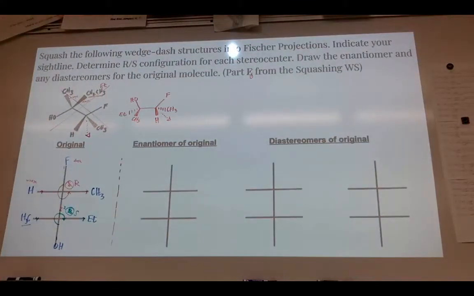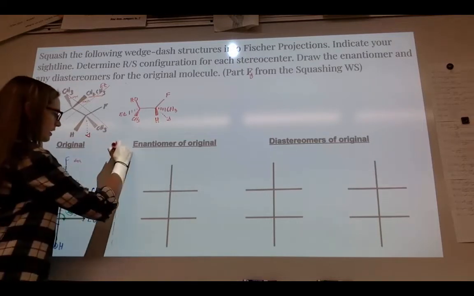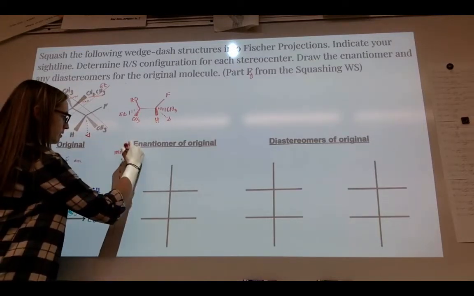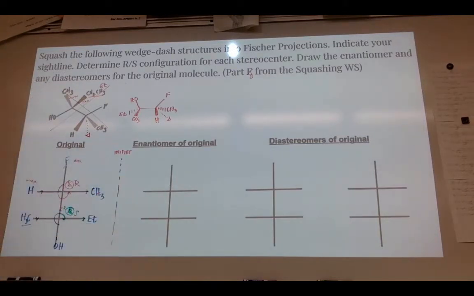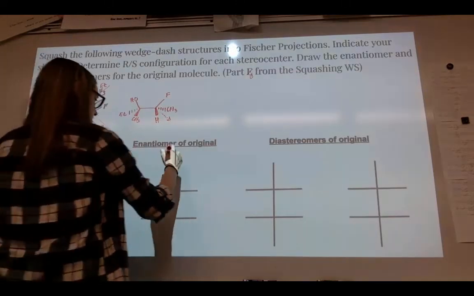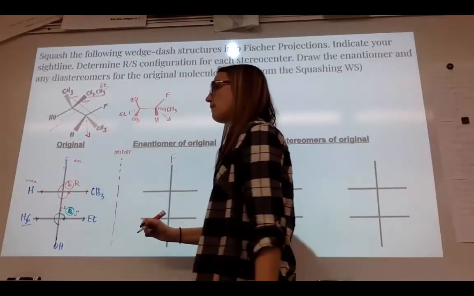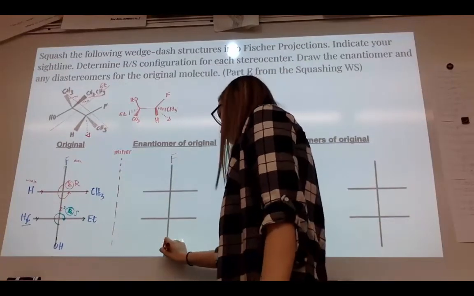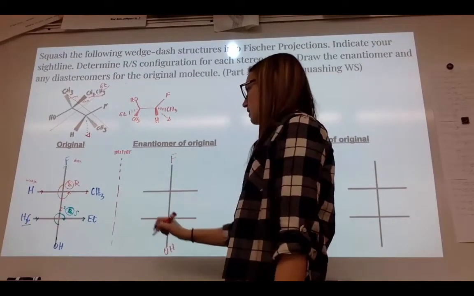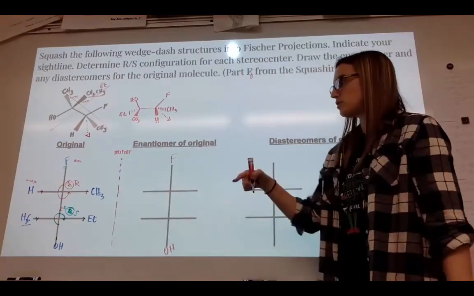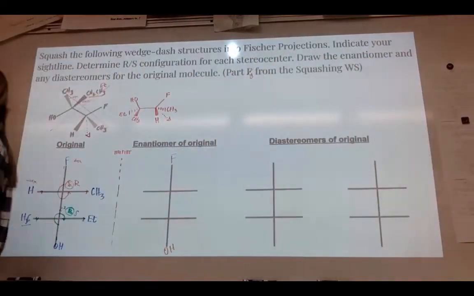An enantiomer is a mirror image. So I'm going to put this dotted line. We're going to act like this is a mirror, and we're just going to draw the mirror image. So F is still on the top. OH is still on the bottom. All right, and then draw the mirror image of those groups.